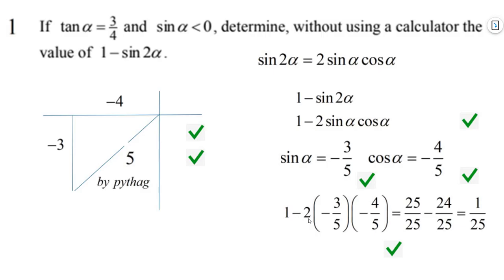So we go 1 minus 2 times the sine of alpha times the cosine of alpha. We can put it in our calculator, or maybe we know that 6 times 4 is 24, and 1 is 25 over 25, minus 24 over 25. When you subtract, you get 1 out of 25. And the little green marks are just showing you where the marks come from.